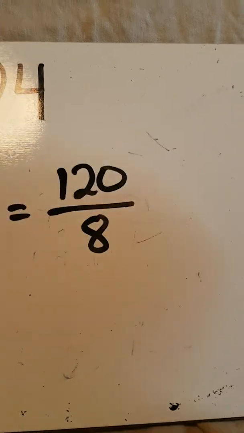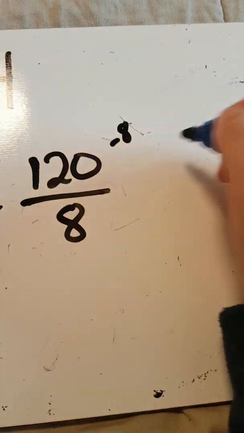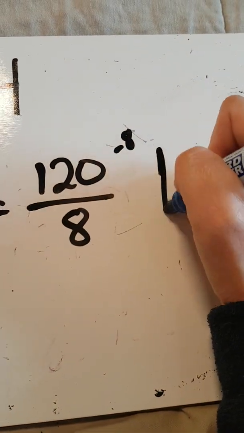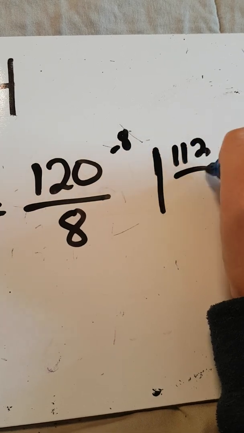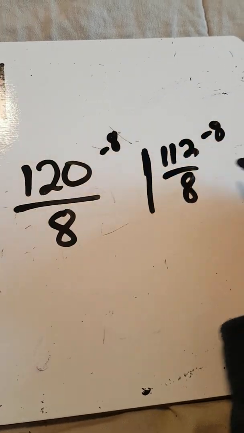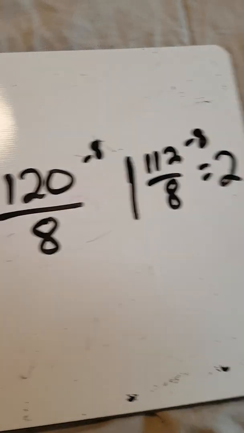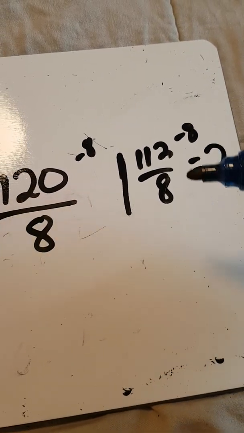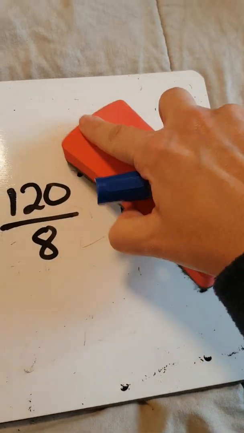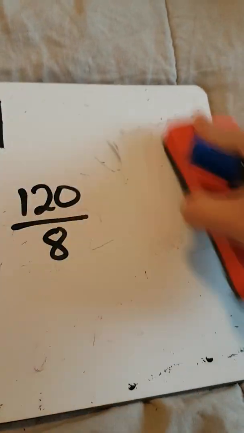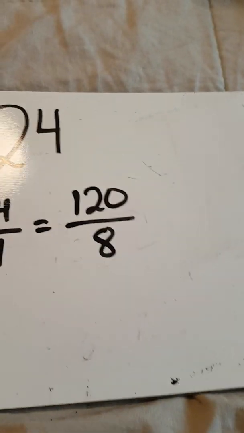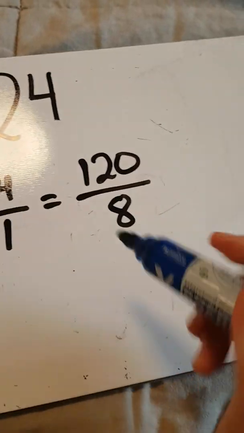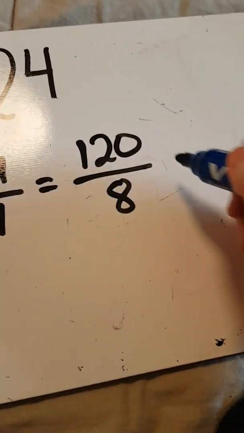Now, I could sit and I could subtract 8, and that would give me 112 over 8, and I could subtract 8 again, that would give me 2, and I could keep going and keep going because you could see this numerator is much bigger than my denominator. But I'm going to cut a corner. I'm just going to divide and see how many times it goes into 120.